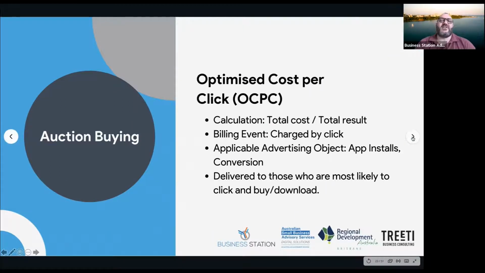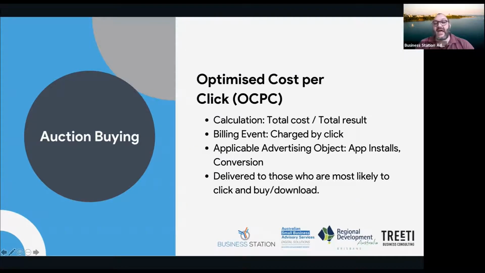The optimized cost per click is where you're looking for a little bit more than just the click. You're looking for the click and some sort of action after it. So this is a total cost for a total result, and those results can be app installs or conversions. You'll be charged per click, but that click is optimized for people who are likely to, number one, download an app and install it on their phone, if that's what you're trying to sell, or people who are likely to be converters.